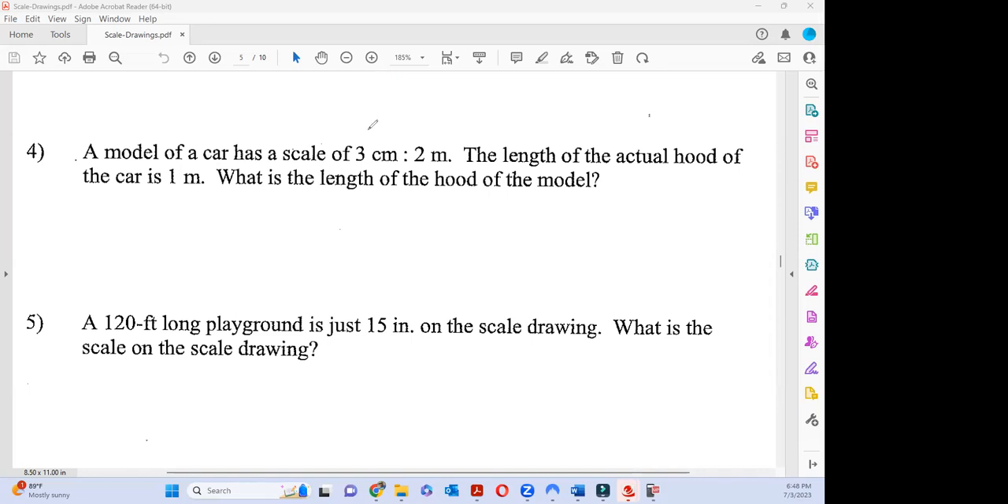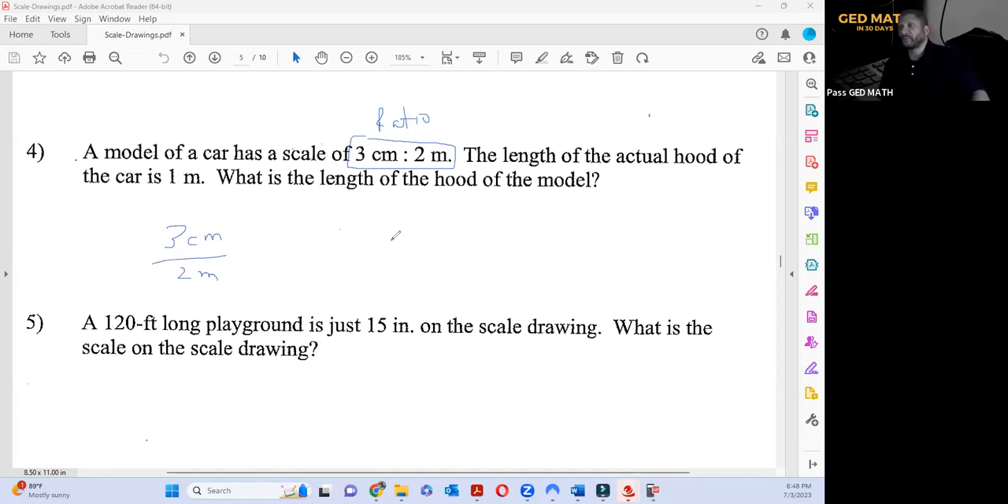We know that 3 centimeters to 2 meters, you could put it into a fraction. So this is the ratio that we know. Ratio 3 to 2. So 3 centimeters to 2 meters. Okay. What is a proportion? Setting 2 ratios equal to each other. So we're going to put our equal sign.